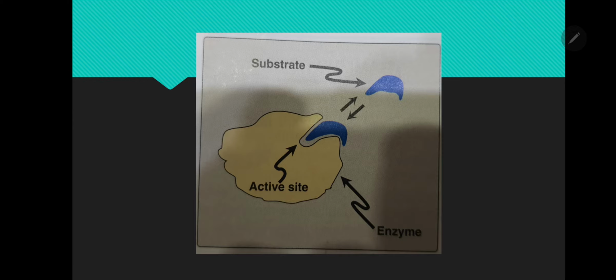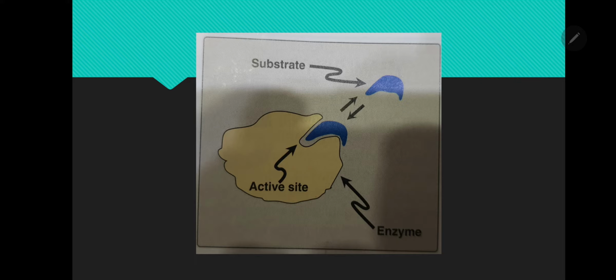There are some RNAs that can also act like enzymes. These RNAs with catalytic activities are called ribozymes. You can give this as an example of RNA having catalytic activity.